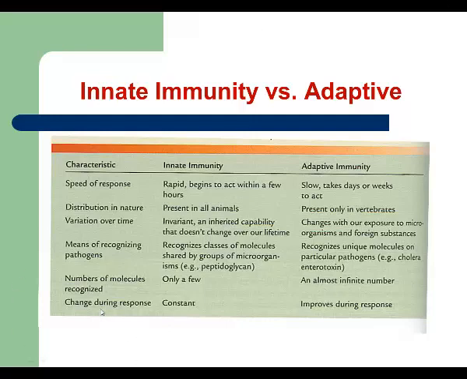And finally, change during the response. Innate immunity always stays the same. It's constant, never changes. On the other hand, adaptive immunity improves during the response. And here we're going to talk about the primary immune response and the secondary immune response, and you will see how adaptive immunity improves.